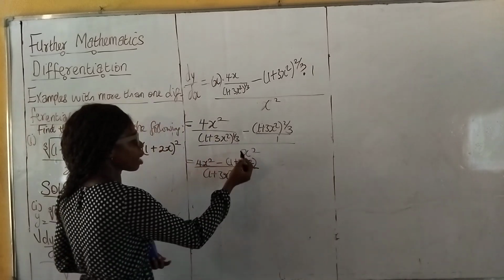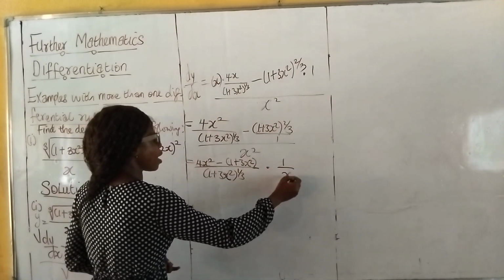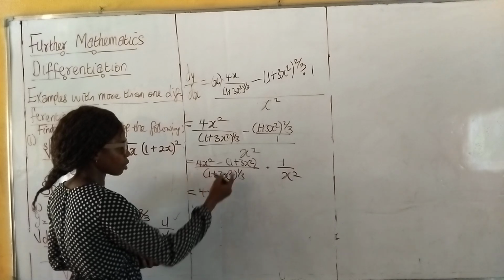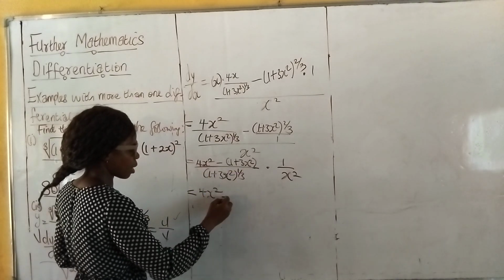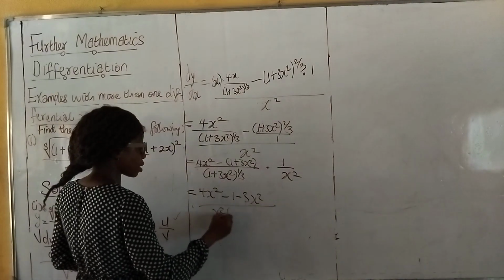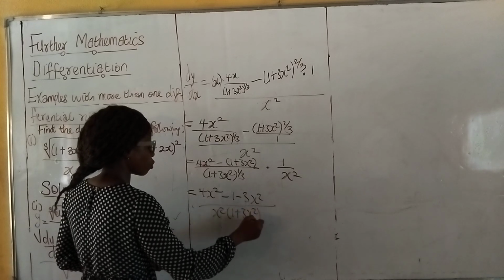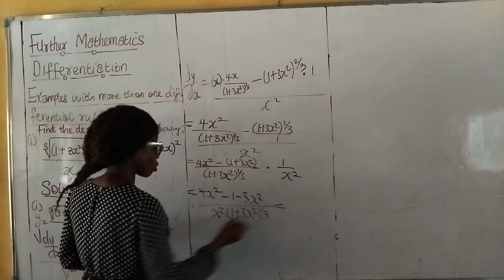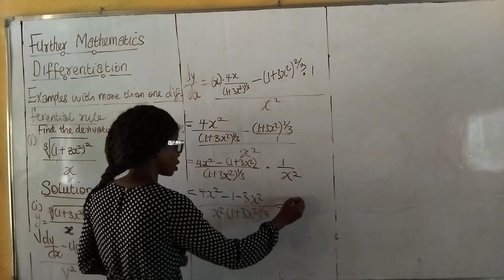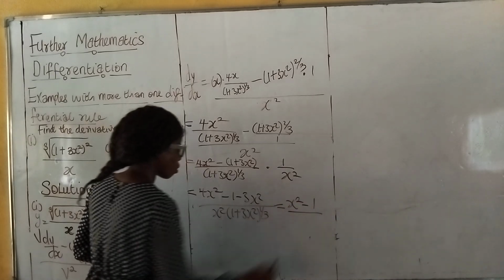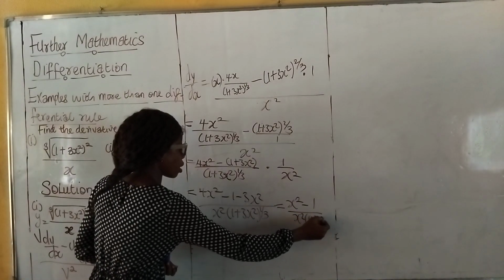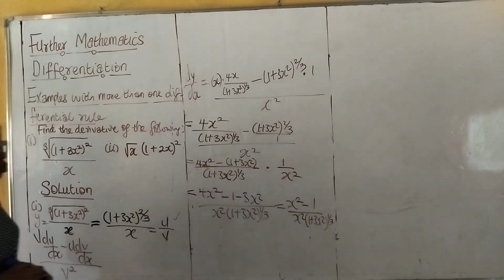We'll continue. Now this can be written as times 1 all over x squared. So we now have this to be 4x squared. Open up this bracket, you have minus 1 minus 3x squared, all over this times this, we have x squared times 1 plus 3x squared all raised to the power 1 over 3. This is now equal to 4x squared minus 3x squared, which will give us what? x squared. We are left with x squared minus 1 all over x squared times 1 plus 3x squared to the power 1 over 3. So this is our answer.